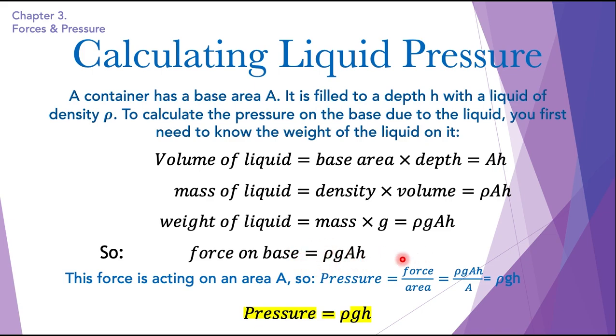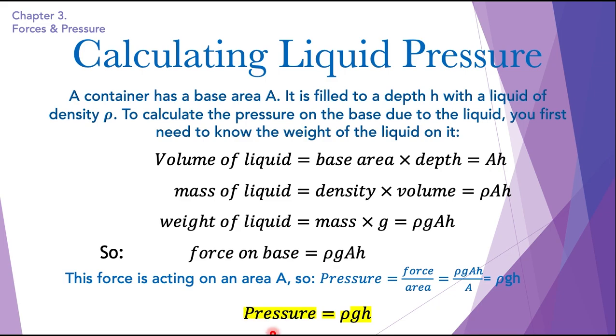So this force is acting on an area A. So pressure is equal to force upon area, which is equal to PgAh upon A. So these A's get cancelled. So the area gets cancelled with the lower area, and the equation in the end is Pgh, not PgAh. Now the equation has become Pgh. Pressure is equal to Pgh. So this was the equation.